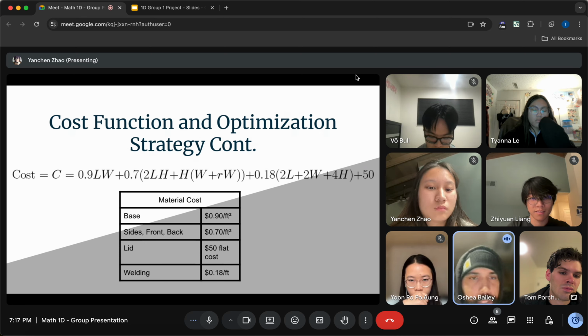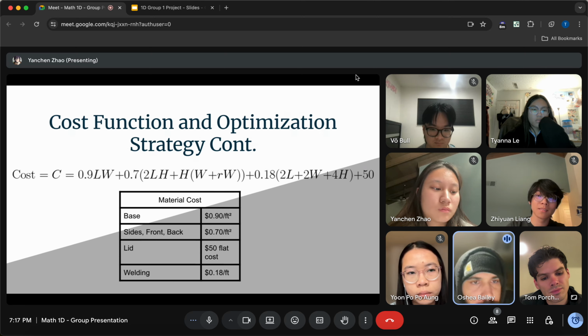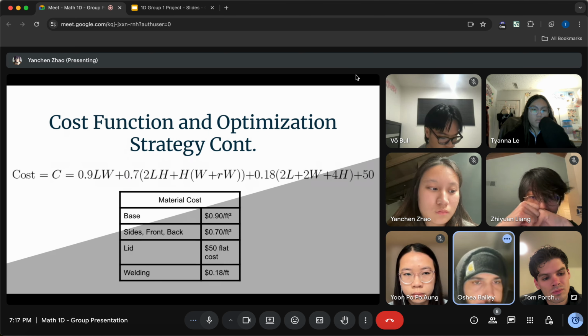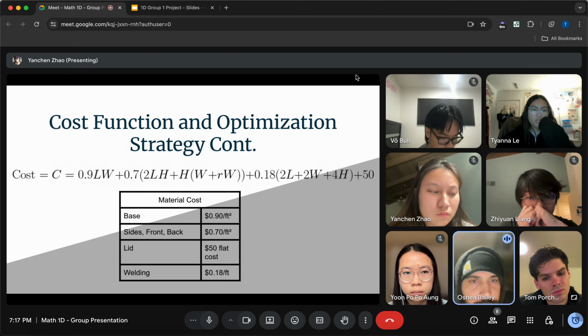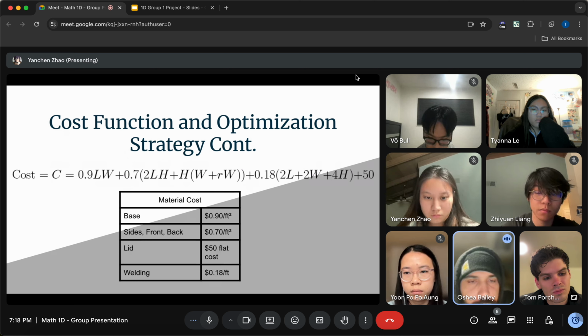And this is our cost function. Cost equals C. The first term is for the base. The second term is for the sides, the front and the back. The third term is for the welding. And the last term is for the lid.